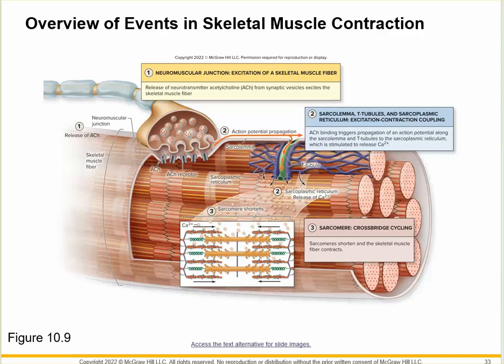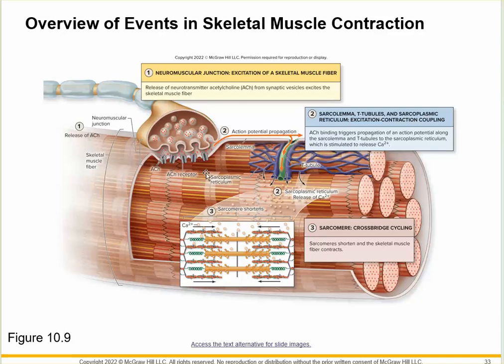Okay, so this is a much more anatomically accurate view of this. Action potential comes down the axon, allows calcium to enter the synaptic knob, which causes the vesicles of acetylcholine to release into the synaptic cleft, which cause the ligand-gated sodium channels to open.